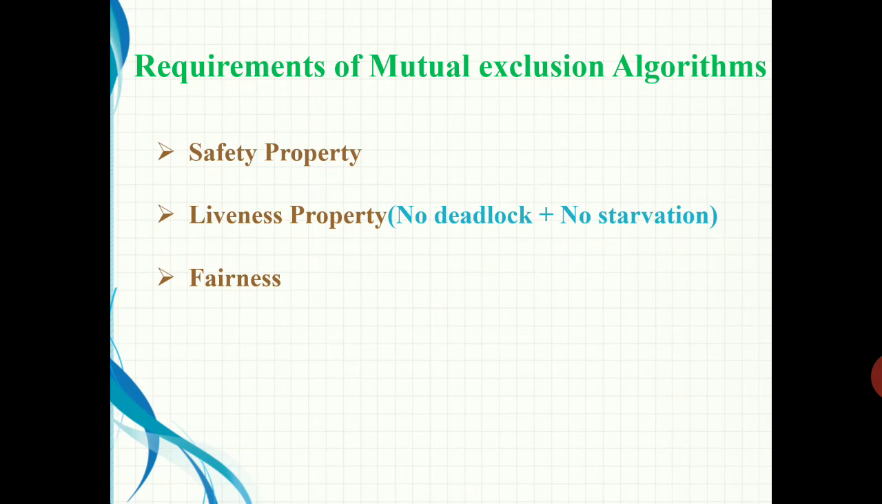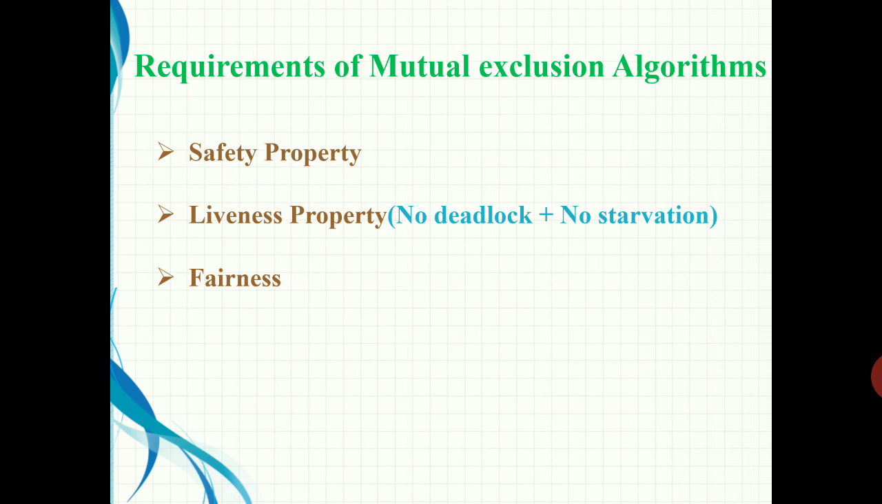Next, we are going to discuss the requirements for a mutual exclusion algorithm. There are three requirements for mutual exclusion. The first one is the safety property, the second one is the liveness property, and the last one is fairness. The safety property deals with mutual exclusion. At any instance, only one process can execute the critical section; that is the safety property. If only one process is in the critical section, then we can say that our mutual exclusion algorithm satisfies the safety property.